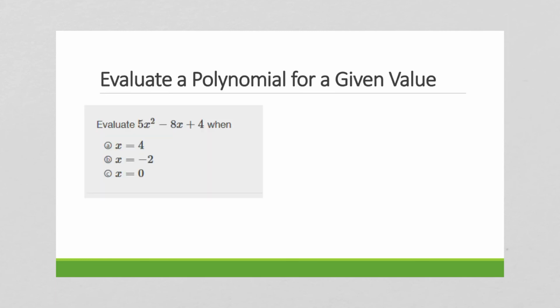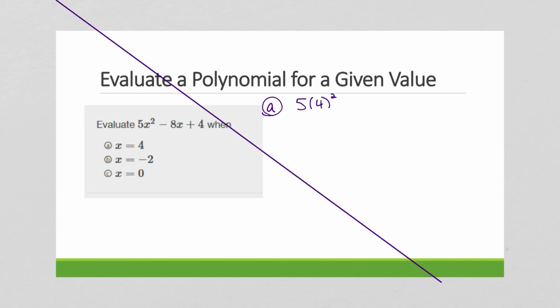All right, so on this problem, we're going to evaluate the polynomial 3 different times for 3 different values. So when x equals 4, when x equals -2, and when x equals 0. Okay, so on part A, that means we're going to put 4 in everywhere we see x. Okay, so then I'm going to put 4 in where we see x. And then we've got -8 times 4.